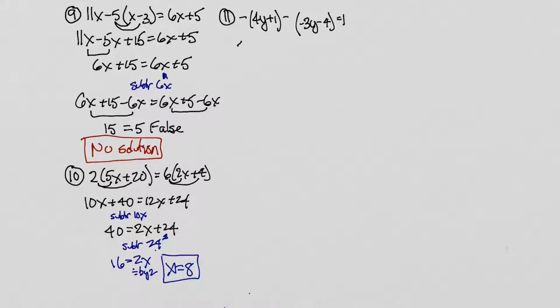So I'll get negative 4y minus 1, right? Negative, negative. And then here, change these signs. So that'll give us plus 3y plus 4 all equals 1. Negative 4y plus 3y is just negative 1y, negative y. And negative 1 plus 4, well, that's a 3.